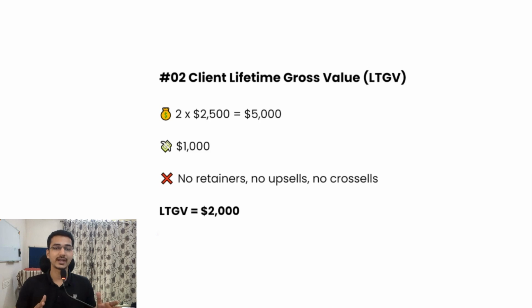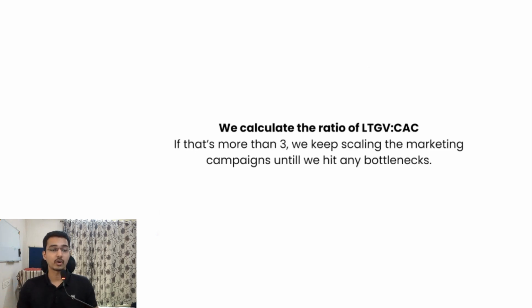And to idealize the entire situation, let's say you have no retainers, no upsells, and no cross sells. Then your LTGV will become $2,000, which basically comes from the revenue you made minus the cost of fulfillment divided by the number of clients you have. Now, the most important thing is we calculate the ratio of LTGV to CAC. If that's more than 3, we keep scaling the marketing campaigns until we hit any bottlenecks.